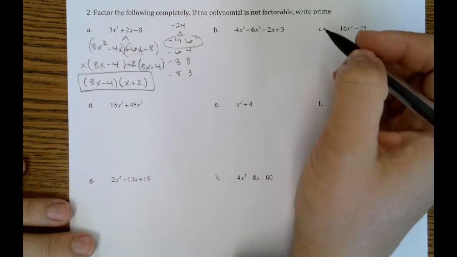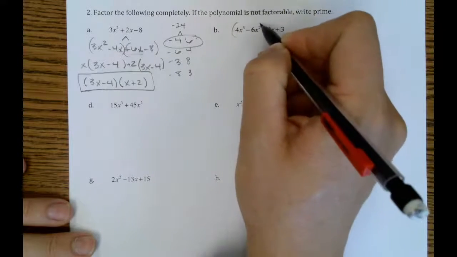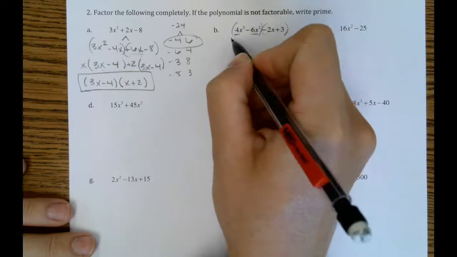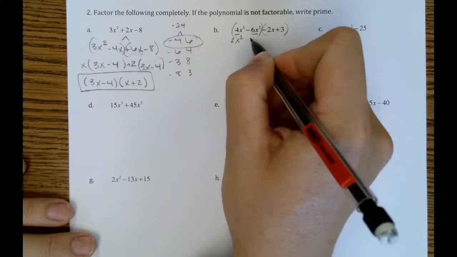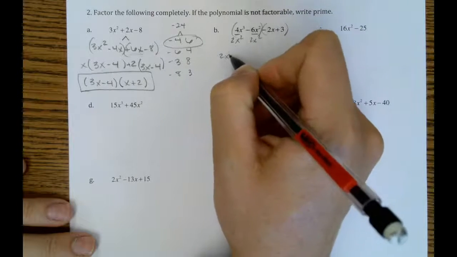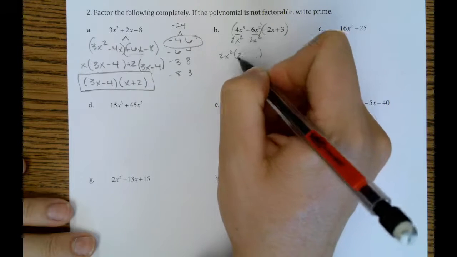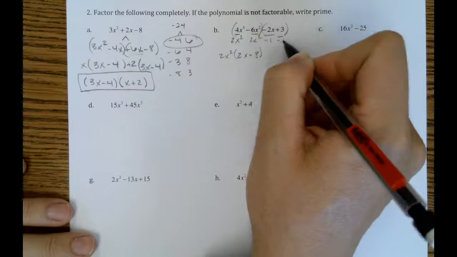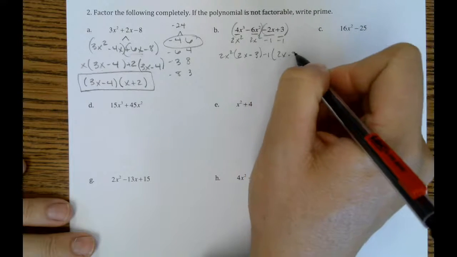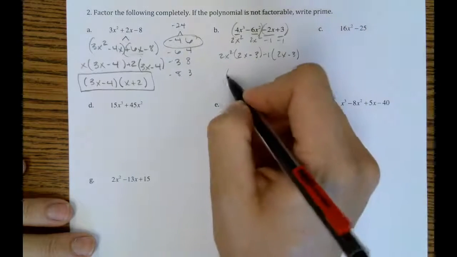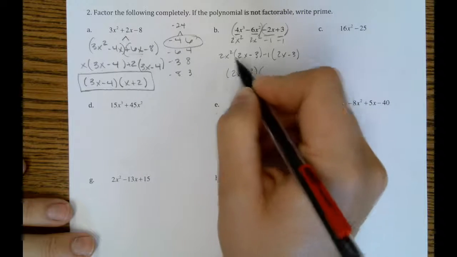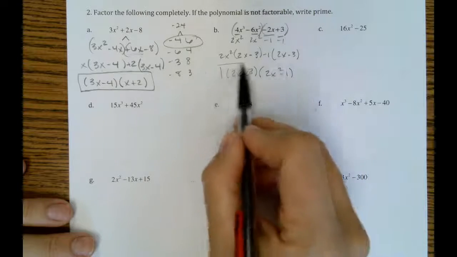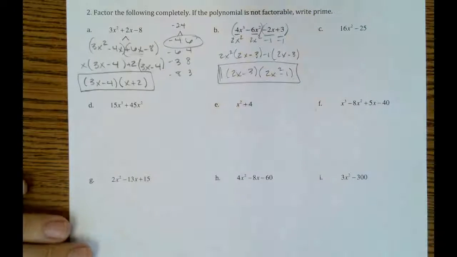Okay, letter B is grouping. This is 4 terms. Here we can divide out a 2x squared. So we're left with 2x minus 3. We'll divide out a negative 1 here. Parentheses are the same. Put those together and we are all finished with that one.